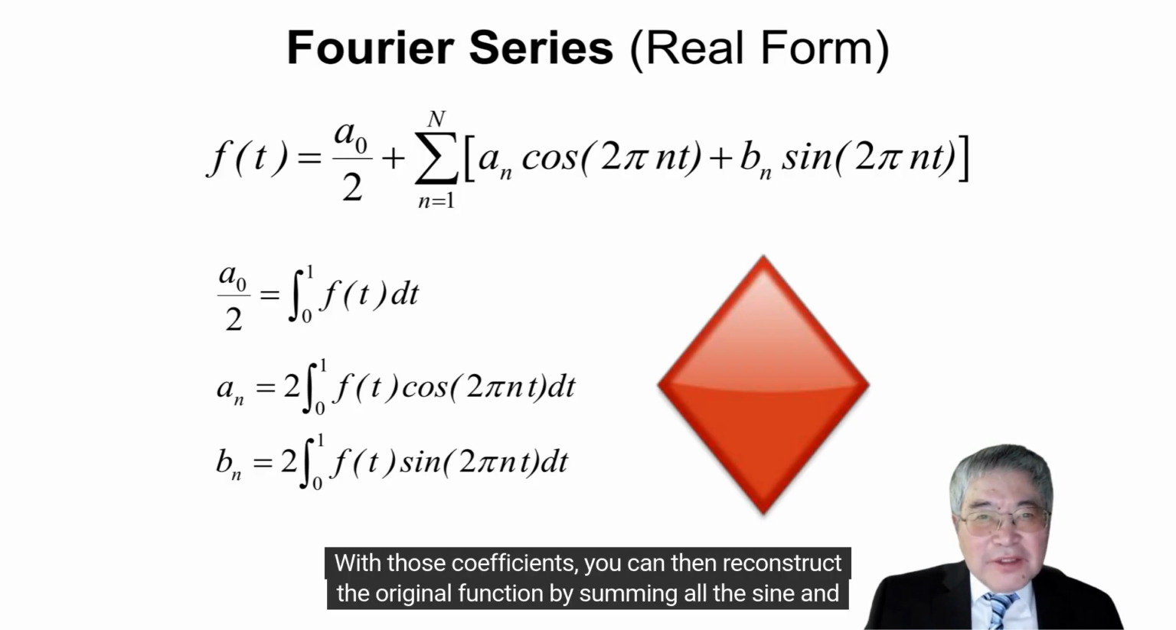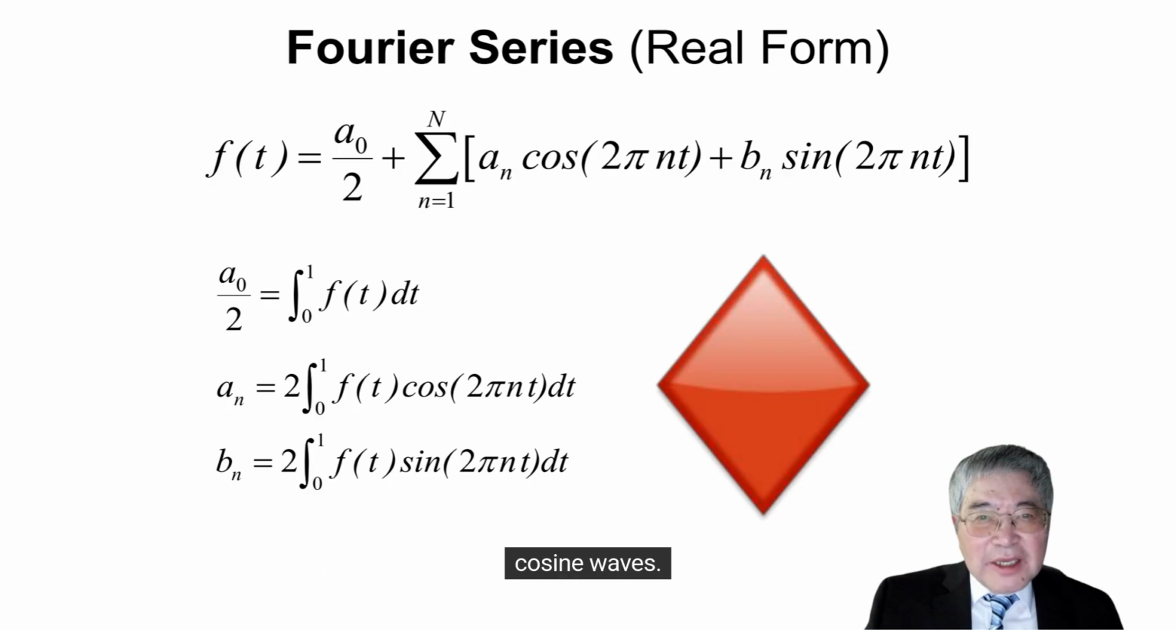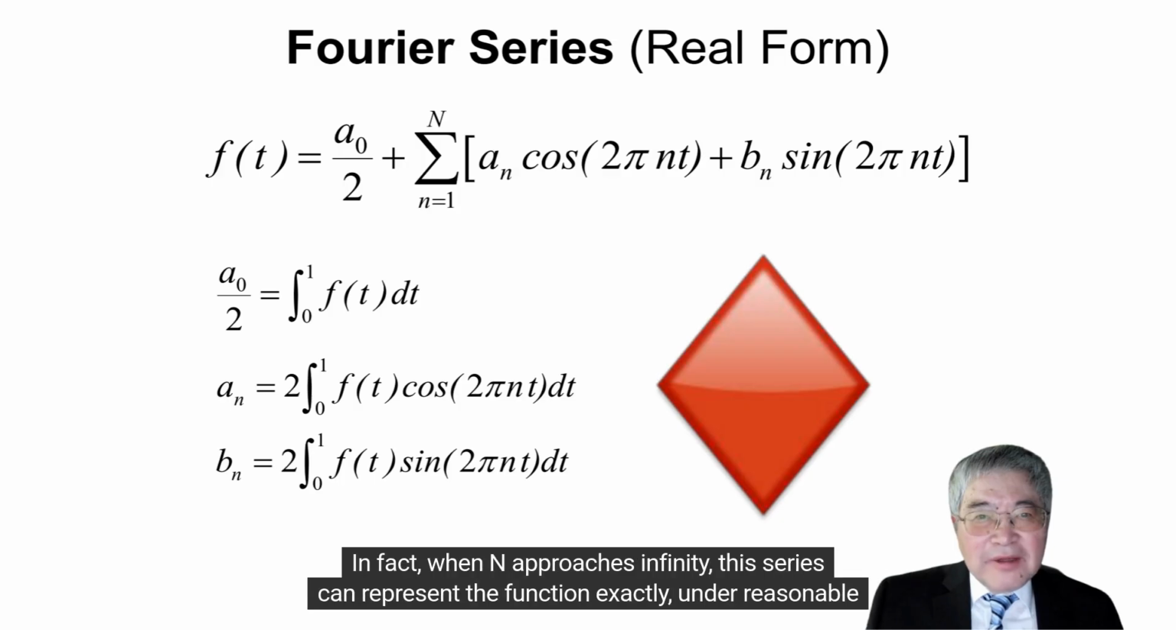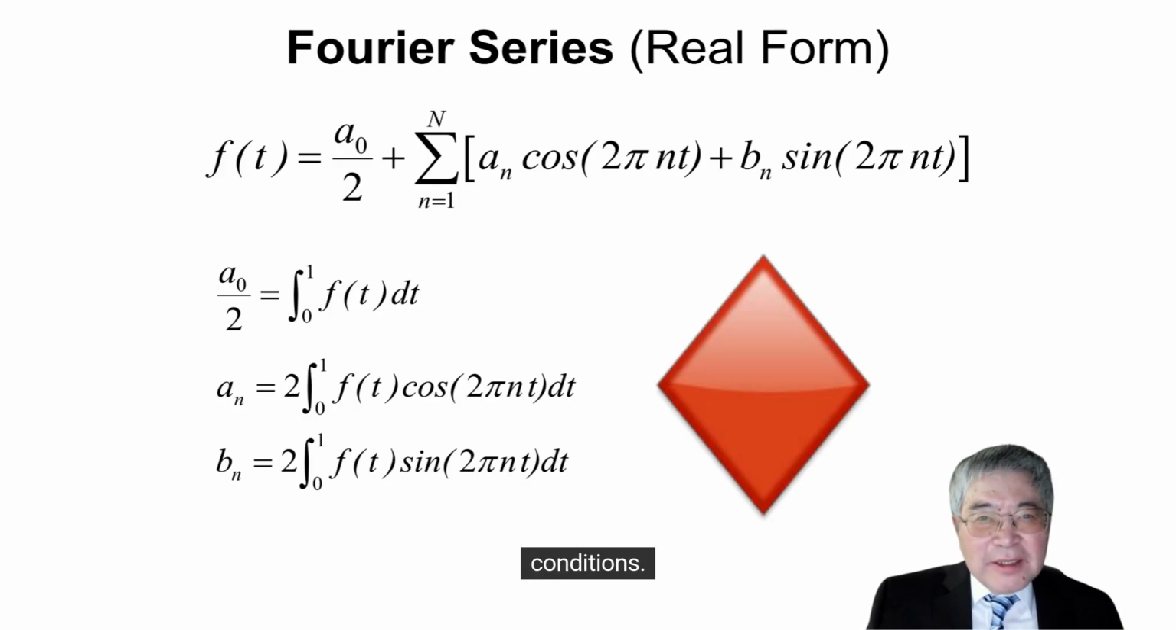With those coefficients, you can then reconstruct the original function by summing all the sine and cosine waves. As n gets larger, meaning you include more wave components, the reconstructed function becomes more and more accurate. In fact, when n approaches infinity, this series can represent the function exactly under reasonable conditions.